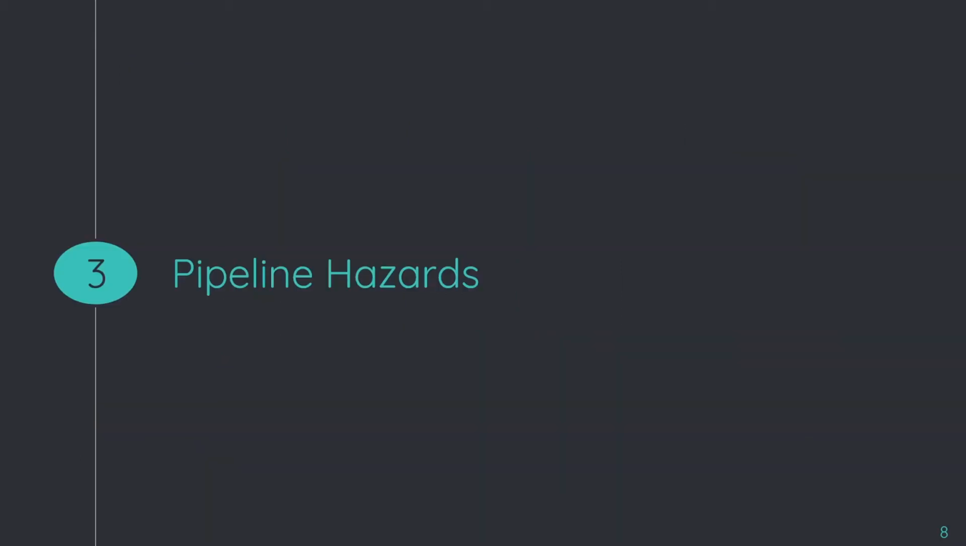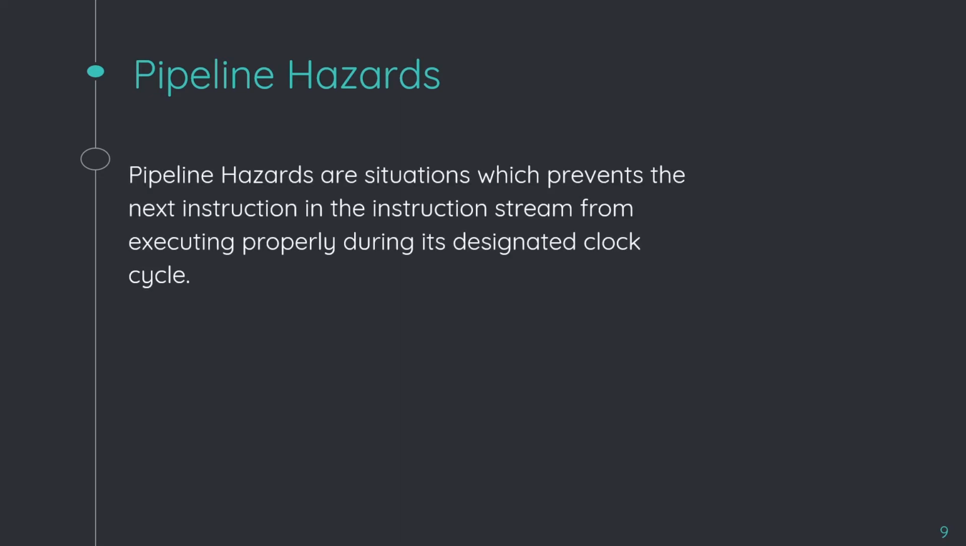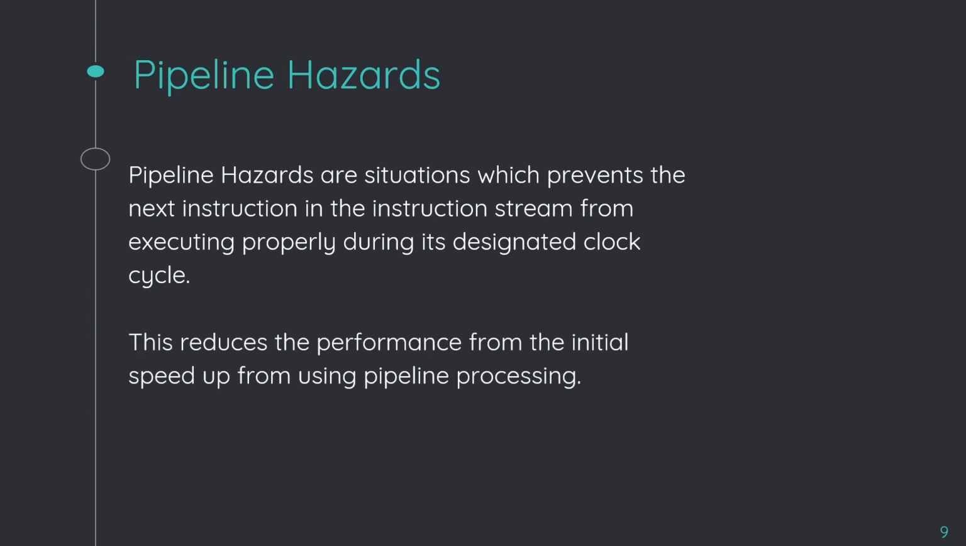So what is pipeline hazards? Pipeline hazards are situations which prevent the next instruction in the instruction stream from executing properly during its designated clock cycle. This reduces the performance from the initial speedup from using pipeline processing. This means that pipeline hazards prevent pipeline processing from reaching its fullest potential to reduce time taken to execute all the processes.